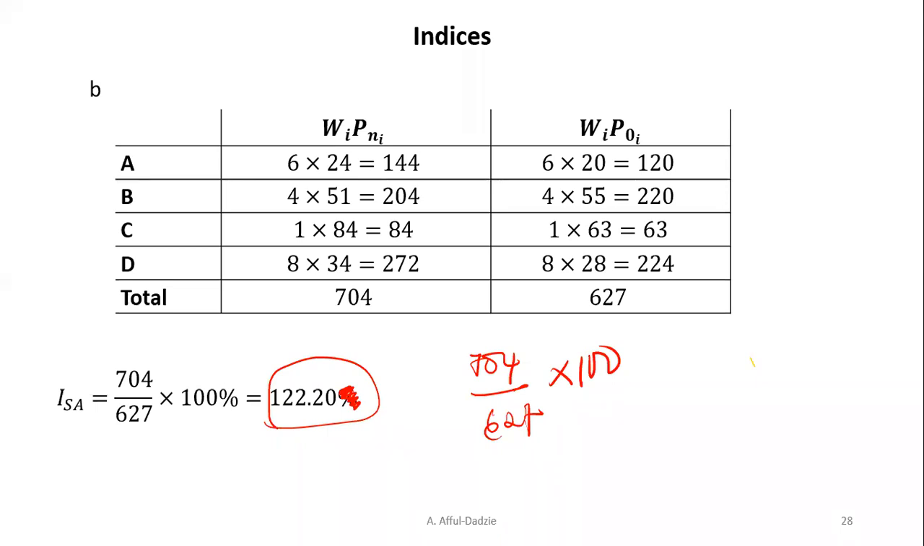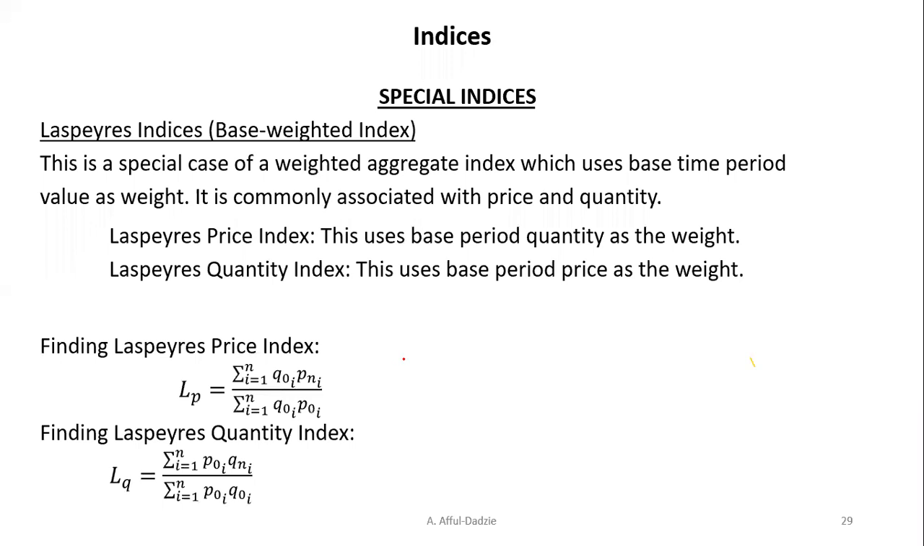All right, so there are 2 other very special indices. They are also weighted indices, but there are instances where we are unable to generate weights for the commodities, because computing the weights is quite a cumbersome process. So there is a simpler way where we have 2 indices. One we refer to as the Laspeyres index, and the second one we refer to as the Paasche index.